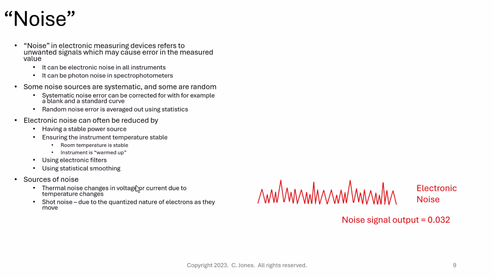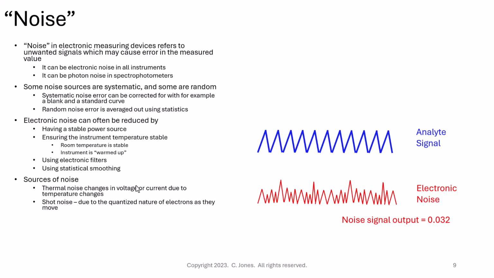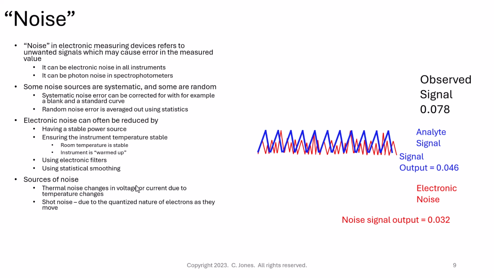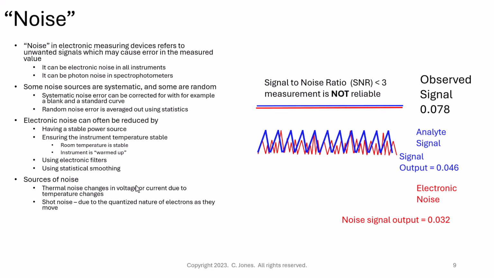But if we don't have a lot of analyte, here we still have our electronic noise, but maybe the analyte signal isn't quite as strong. Maybe it's too dilute. It's not concentrated enough. So now when we look at our signal output, it's only 0.046. Okay? So when we combine the two, there's not really much difference between the noise signal and the analyte signal. And so the observed signal is 0.078, okay? And our signal to noise ratio is less than 3, and the measurement is not reliable. So that's what we mean when we talk about noise.